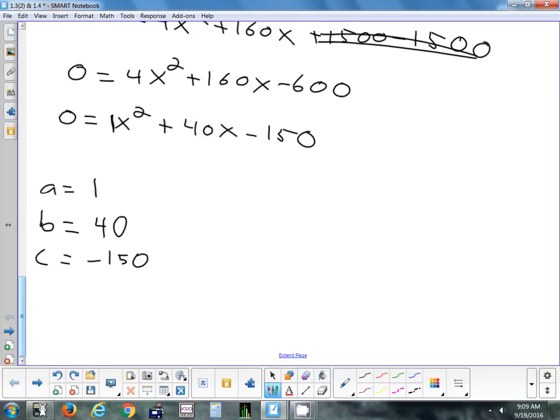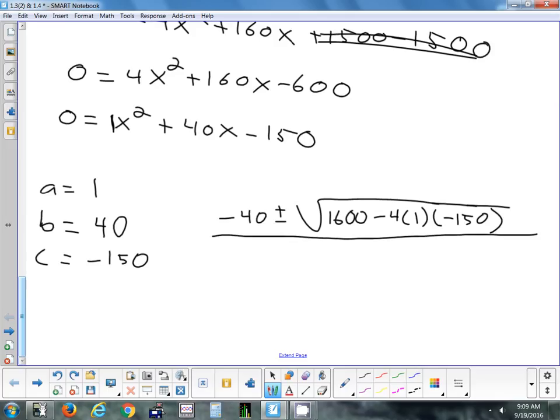All right, and now I need my quadratic formula. Does anyone remember how that starts off? Negative b plus or minus the square root of b squared minus 4ac, all divided by 2a. So I plugged things in as he said it.